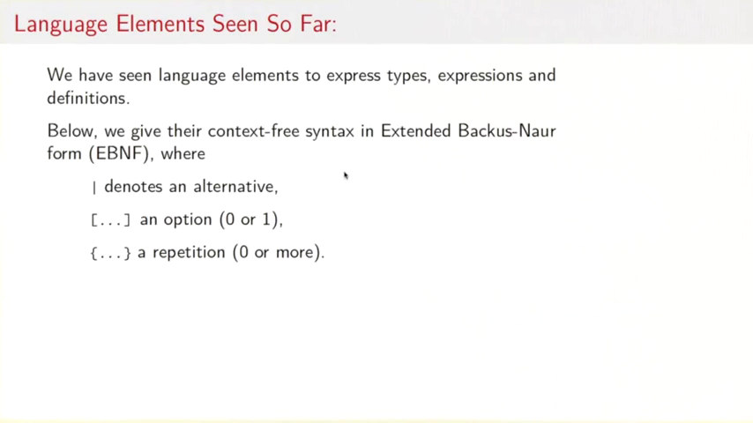and one of the most commonly used notations for such a grammar is called extended Backus-Naur form. So in that extended Backus-Naur form, a vertical bar would denote an alternative, brackets would denote an optional element, 0 or 1 occurrences of an element, and braces would denote a repetition, 0 or more occurrences of an element.